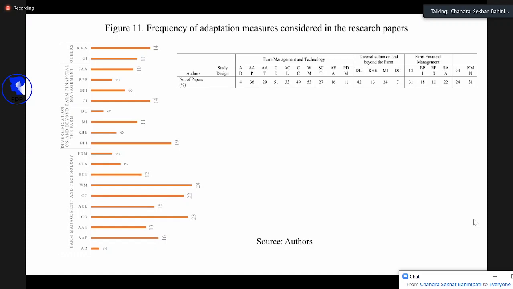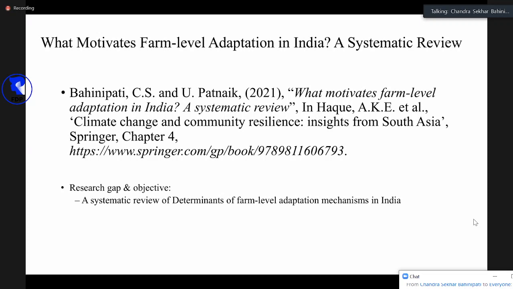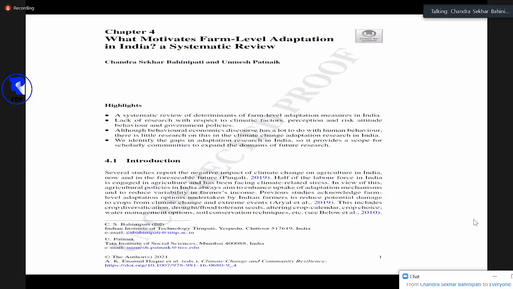The second paper I have written is being published next month, because this morning some books were mentioned where I have a chapter. This is the chapter which is coming. Basically, it is another systematic review we have done: what motivates farm-level adaptation in India? There I was looking at what adaptation measures people are adopting, and this looks at what motivates them, the determinants of particular adaptation measures.